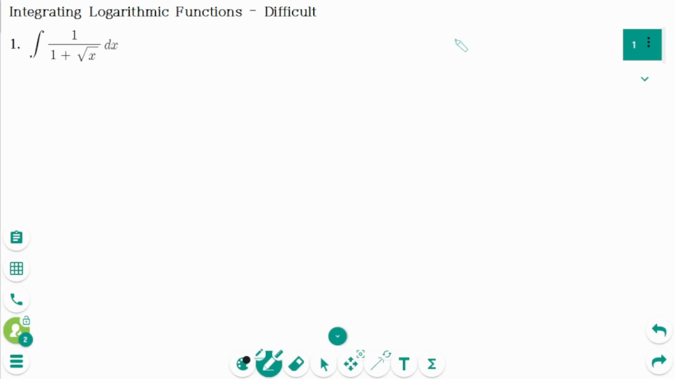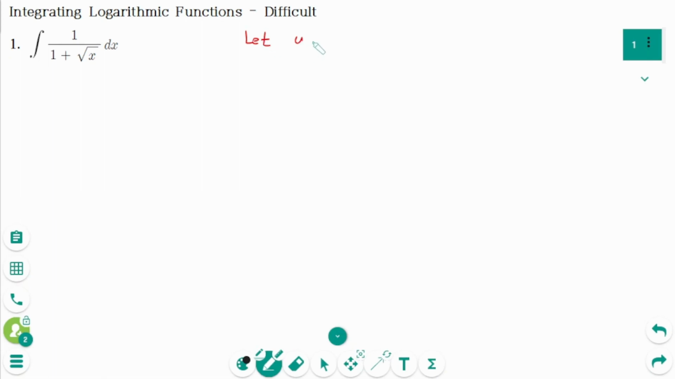This video will cover difficult questions regarding the topic of integrating logarithmic functions. This integral question doesn't seem to have anything to do with u-substitution or logarithmic functions, but when you do integration, you will see that both are used. Shall we give it a try?